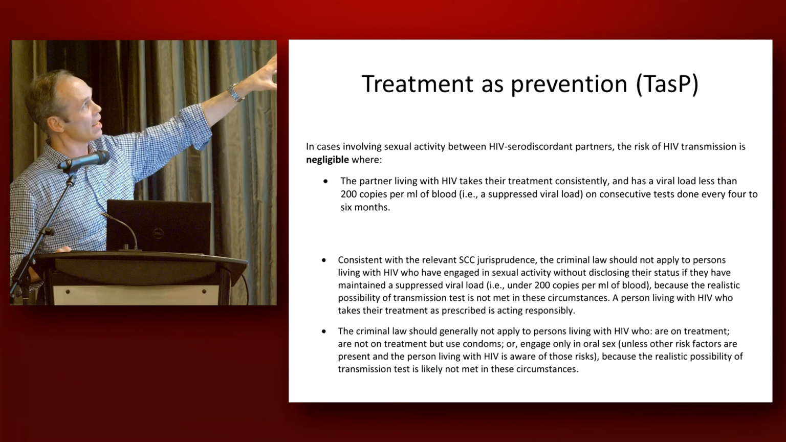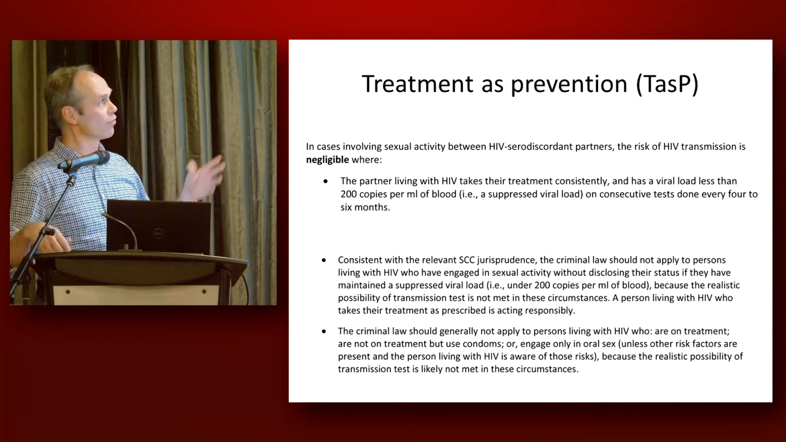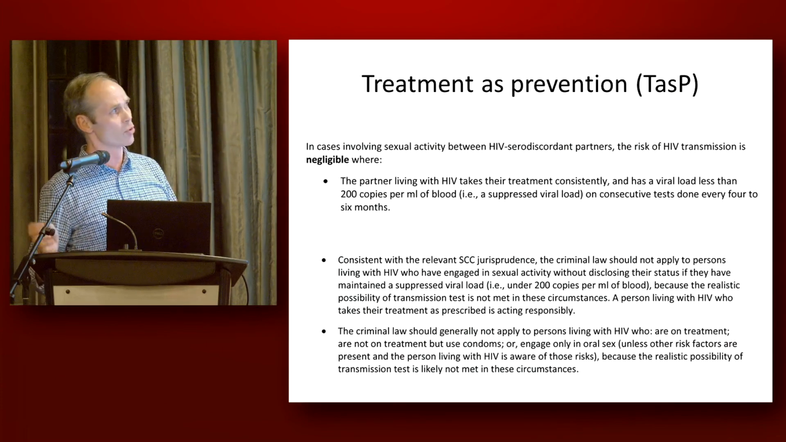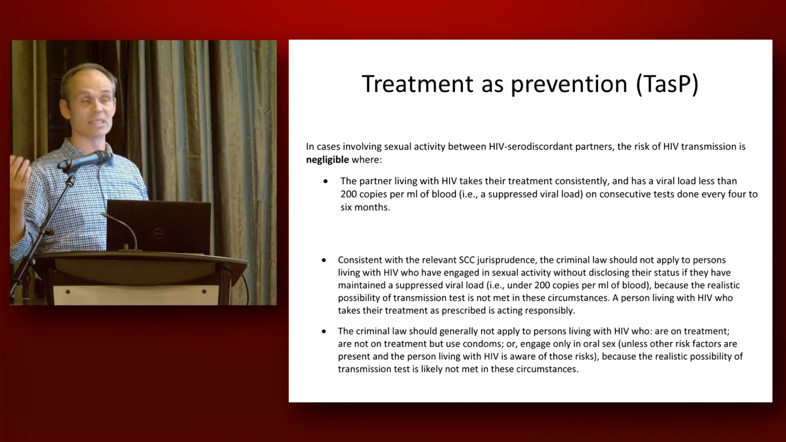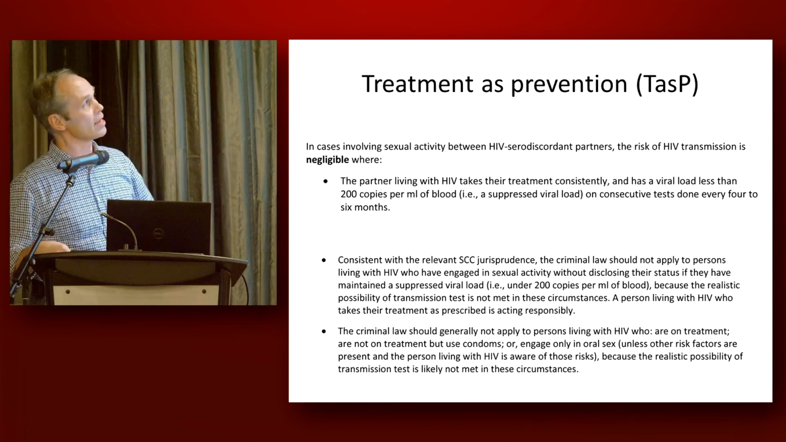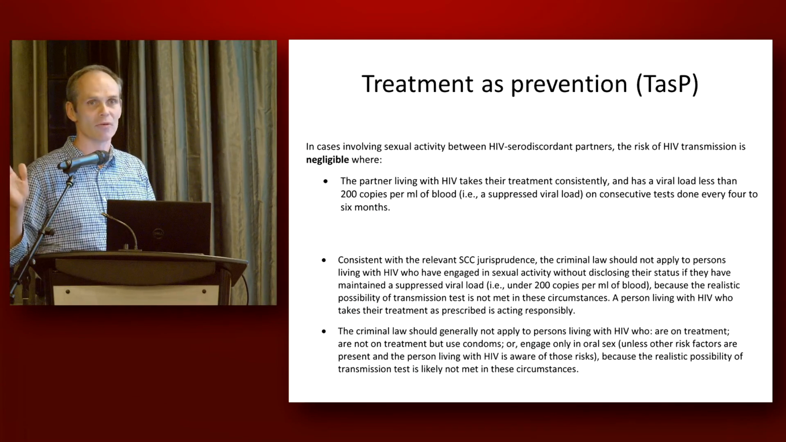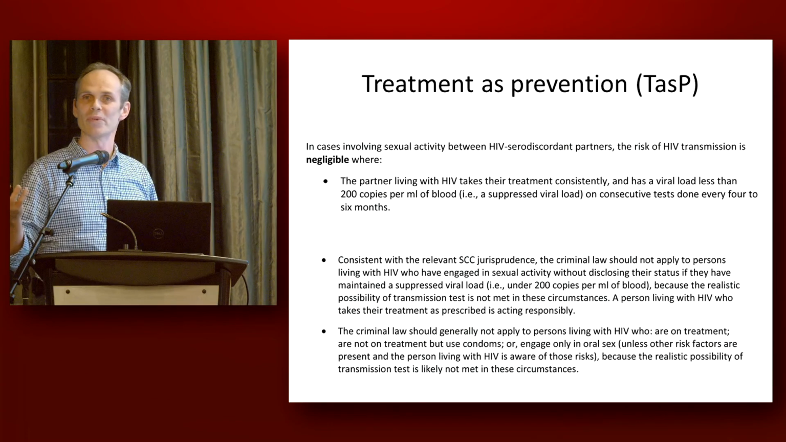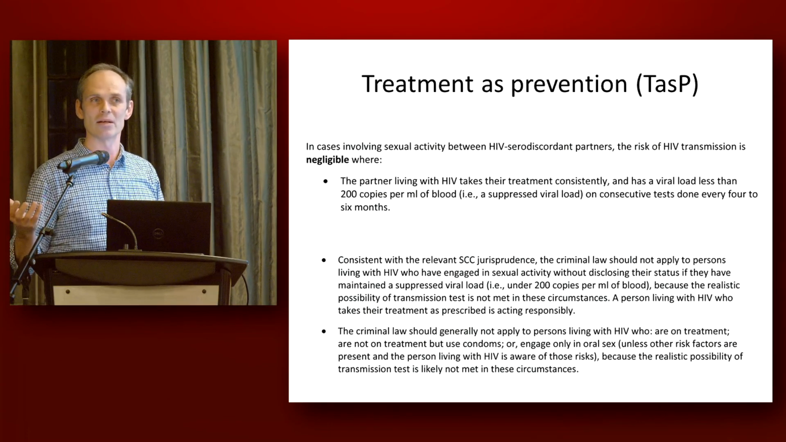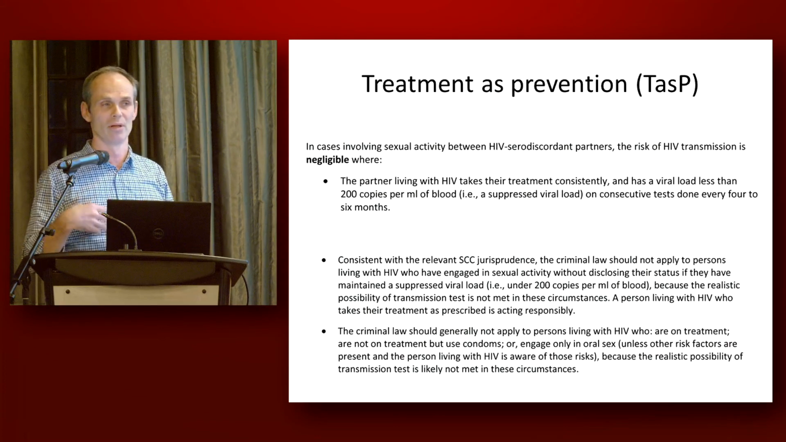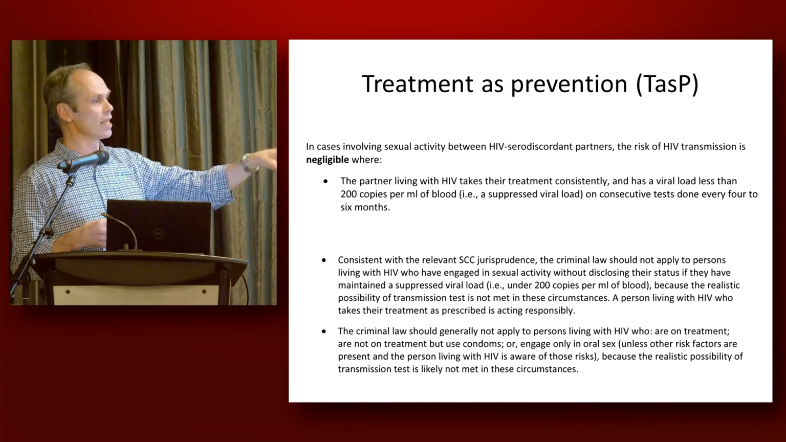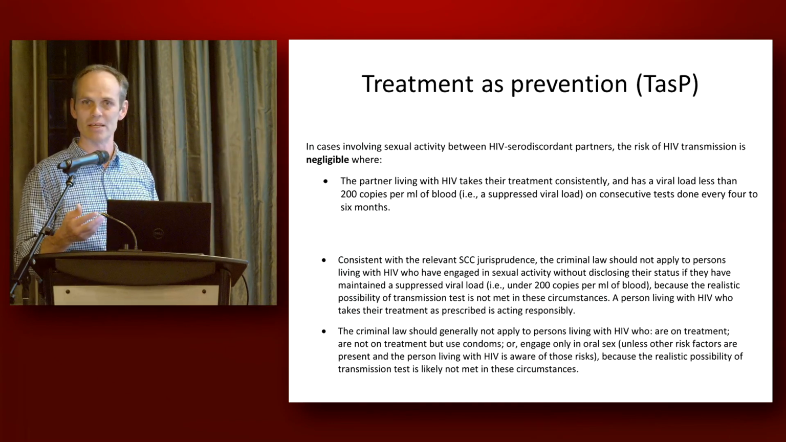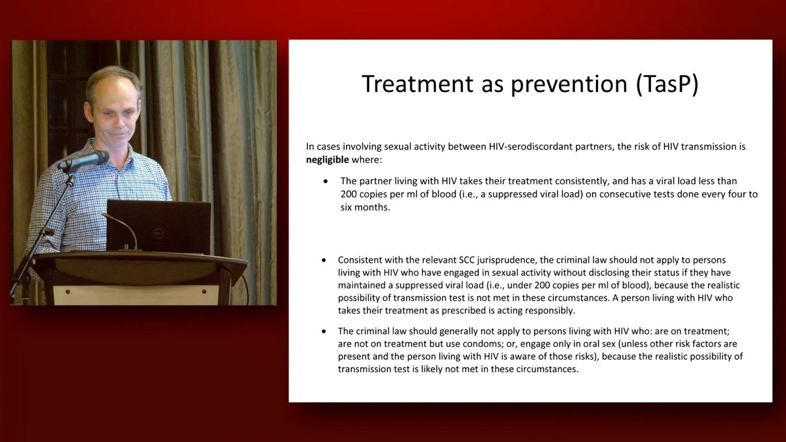And then they say lower down, therefore consistent with Supreme Court of Canada jurisprudence, the criminal law should not apply to people living with HIV if they've not disclosed their status, as long as they maintained a suppressed viral load, i.e. under 200 copies, so that we should not be facing criminal charges in that context anymore, which is, I think, a big step forward. There's still more that can happen. I'm not the legal expert, but that is based on very good science, and you're going to hear about some of that science today in terms of the impact of treatment on transmission.